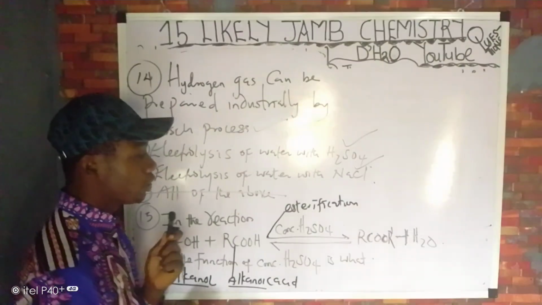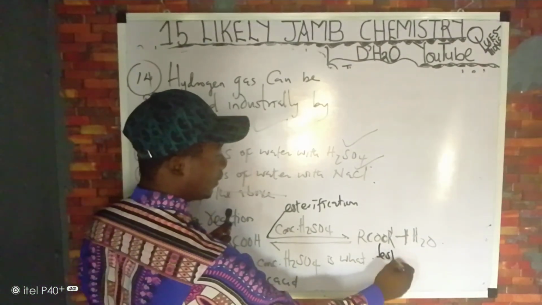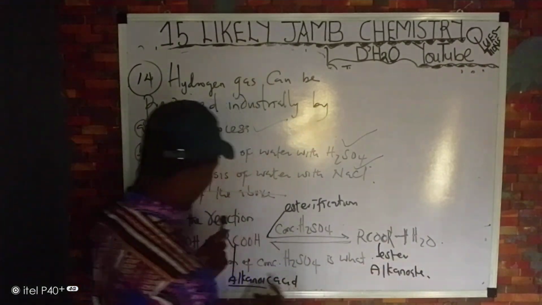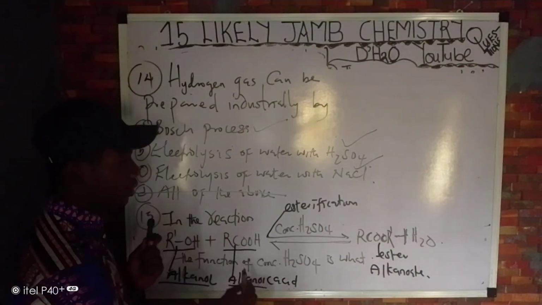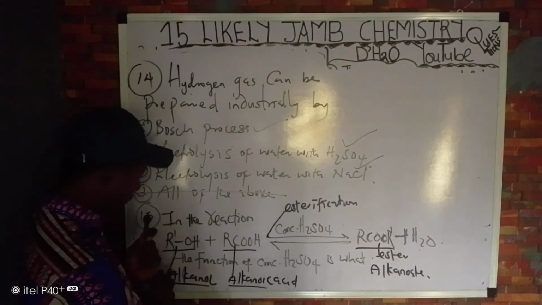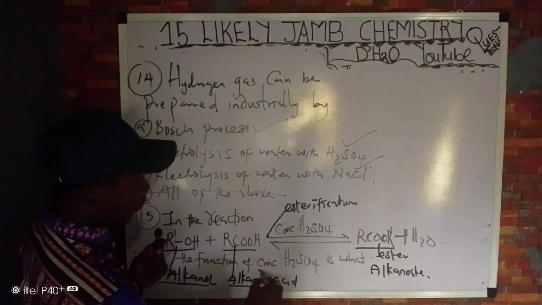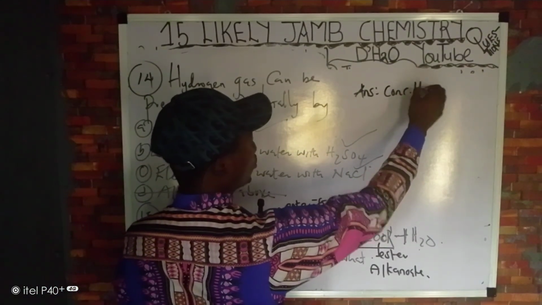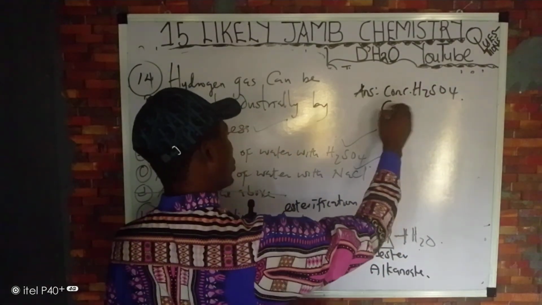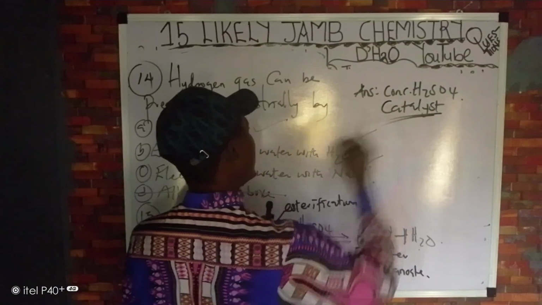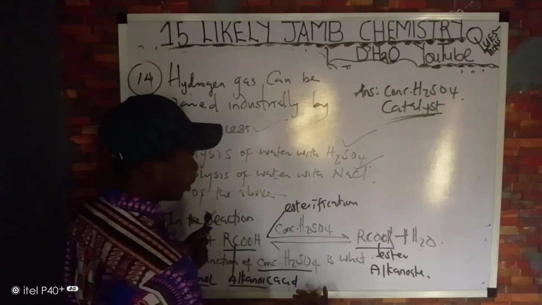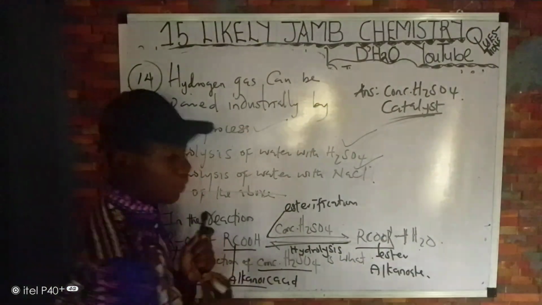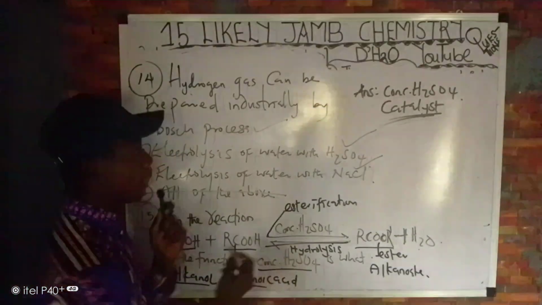Take note of that. Esterification is the process by which ester is formed. This one is your ester. Ester is also called alkanoate. Now, if alkanol reacts with alkanoic acid, it forms ester and water. They said the function of the concentrated H2SO4 in the reaction is what? The concentrated H2SO4 in esterification functions as a catalyst. Take note of that. So this reaction is called esterification. The backward reaction is called hydrolysis. So they can ask you the reverse reaction of esterification is called dash. The answer is hydrolysis.